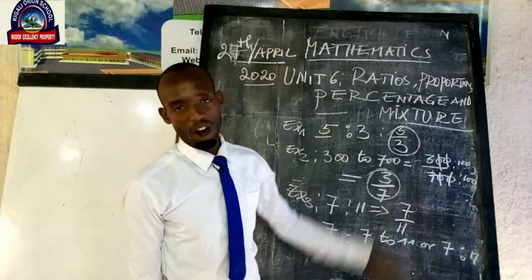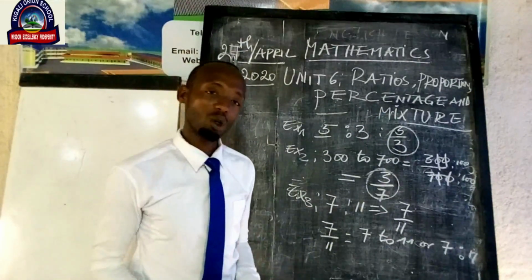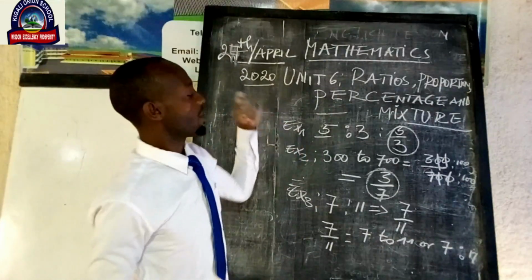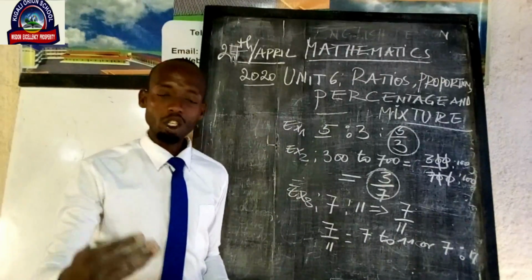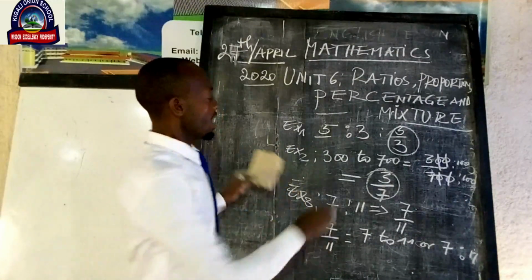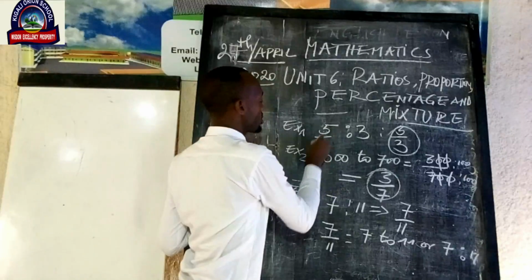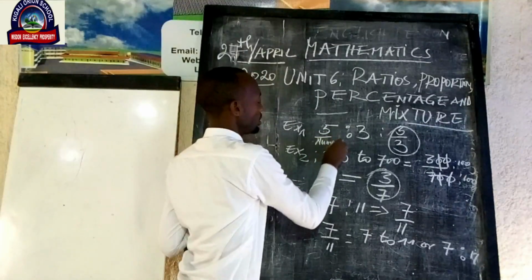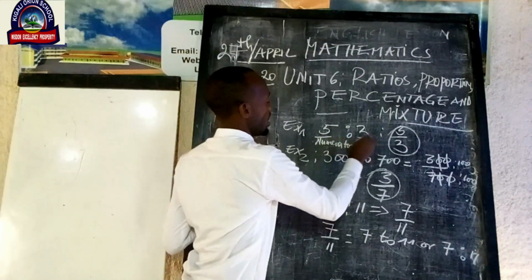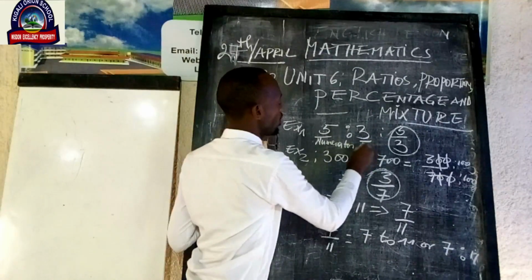Or how can we change a ratio into a fraction. Have you understood? I repeat again, by changing a ratio into a fraction, the starting number is the numerator and the second number is the denominator.